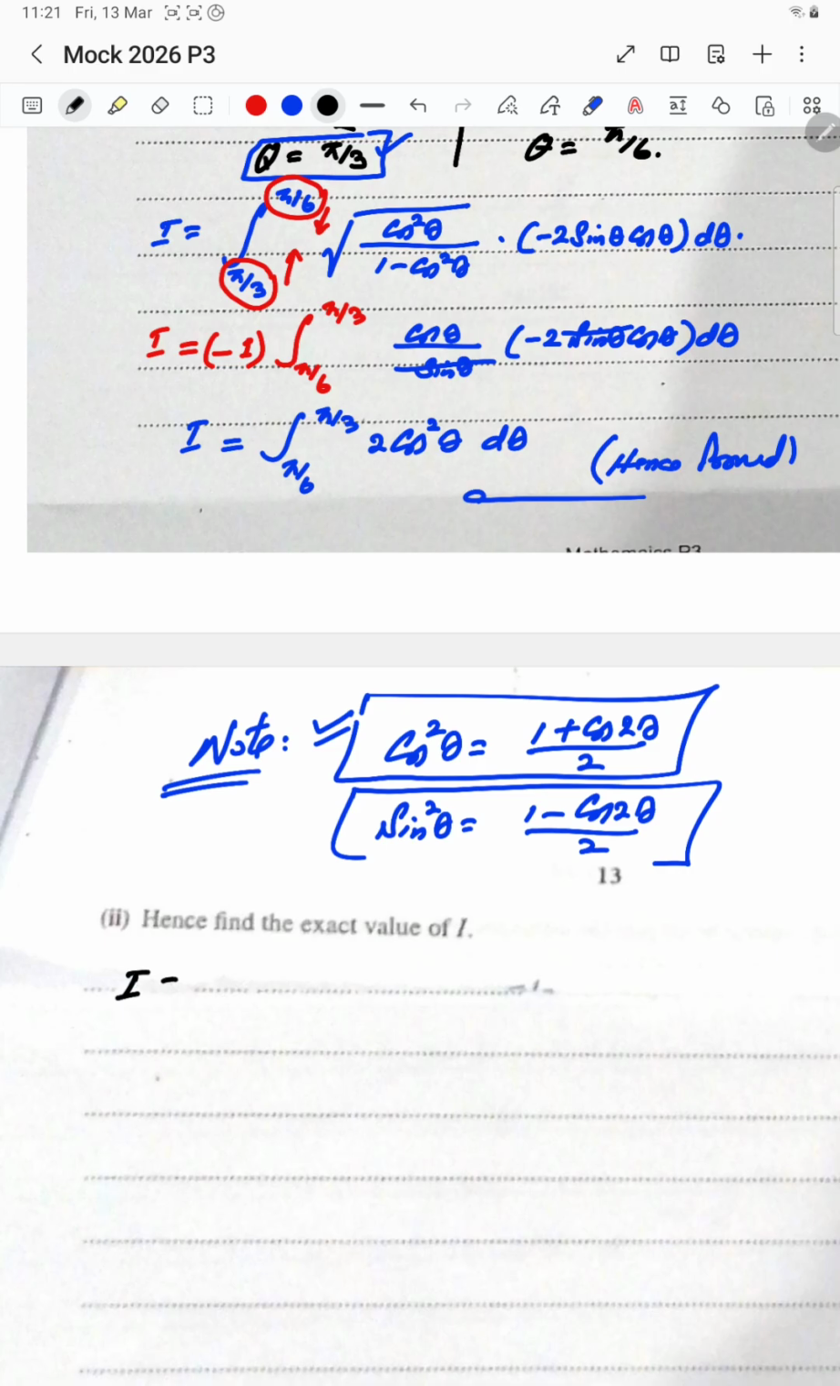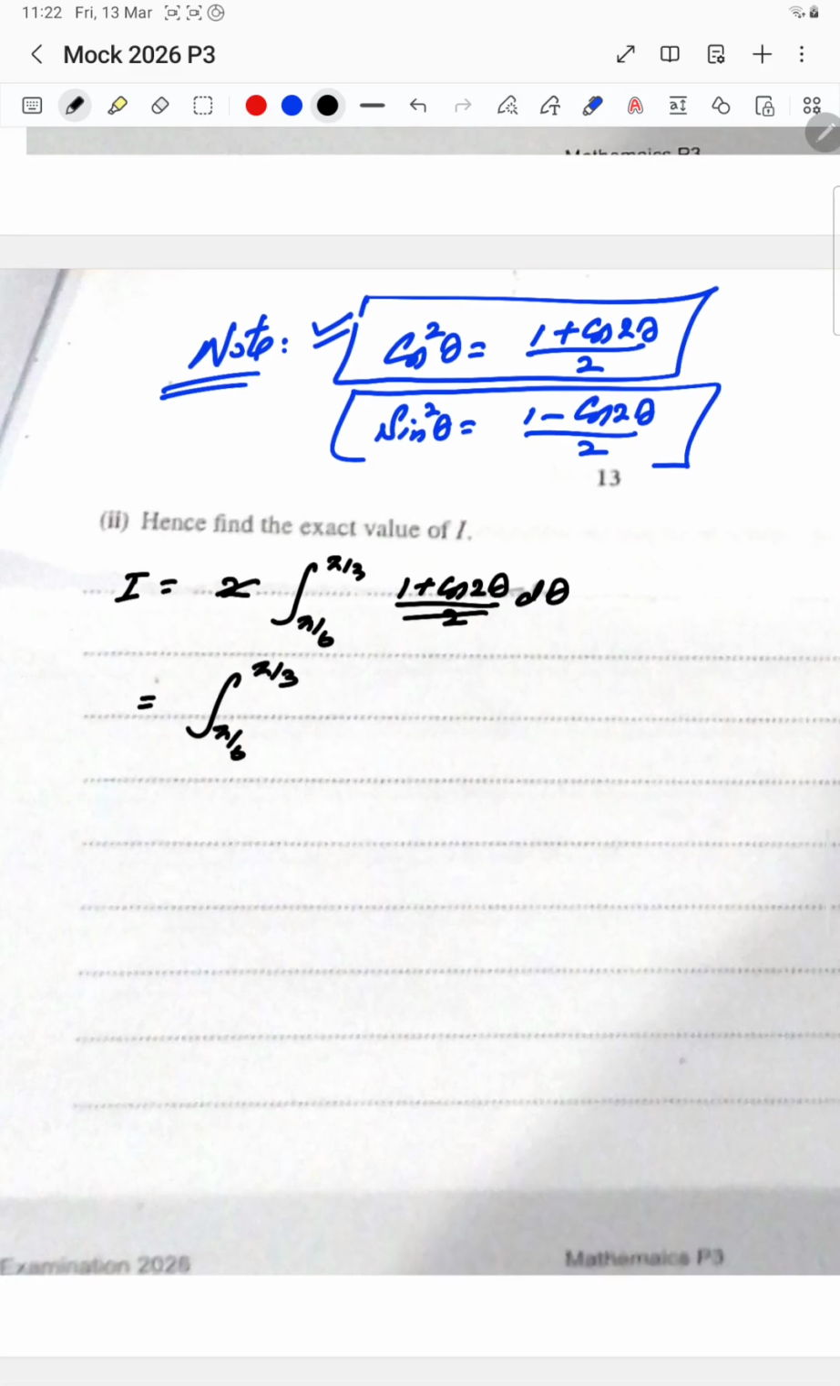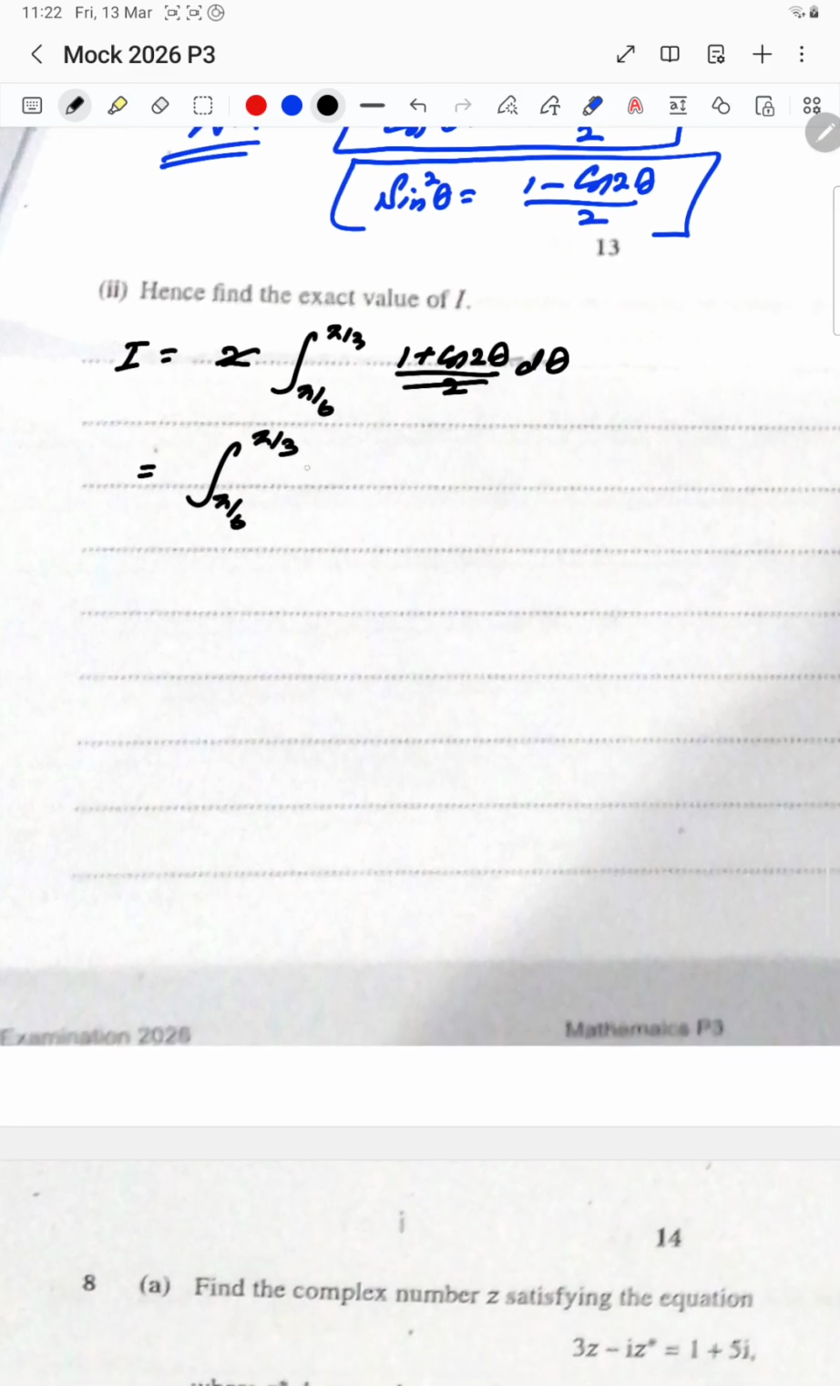So I becomes 2 is out, pi by 3 is here, pi by 6 is here, cos square is 1 plus cos of 2 theta by 2 d theta. Now we can solve this. The 2 will be cancelled. Pi by 6 is here, pi by 3 is here, and it's d theta, plus the integral from pi by 6 to pi by 3 of cos of 2 theta d theta.